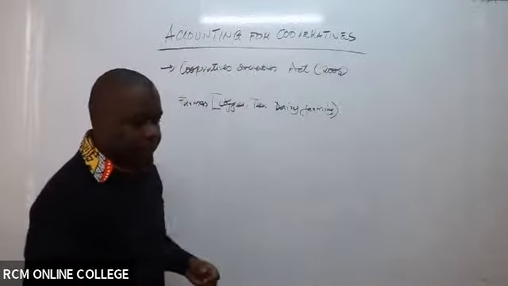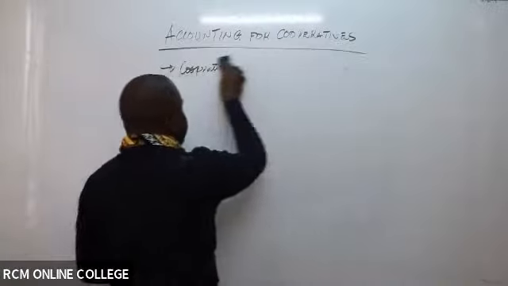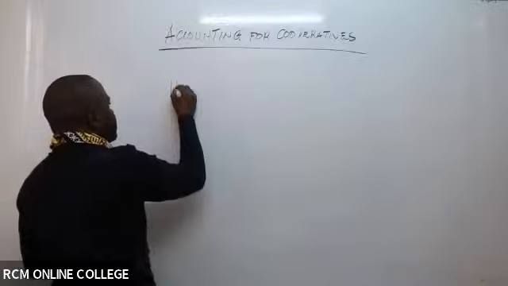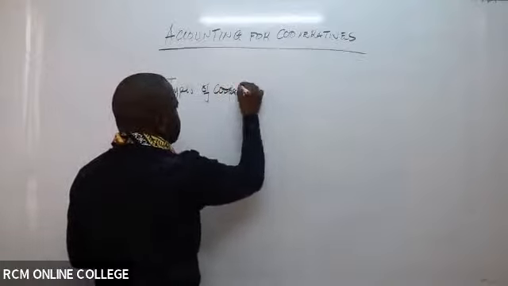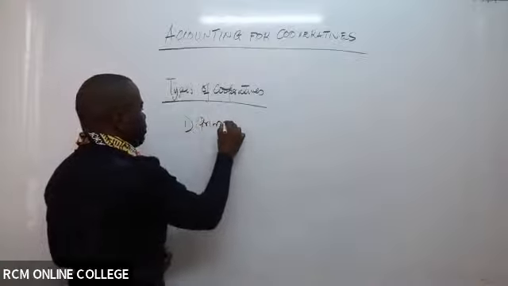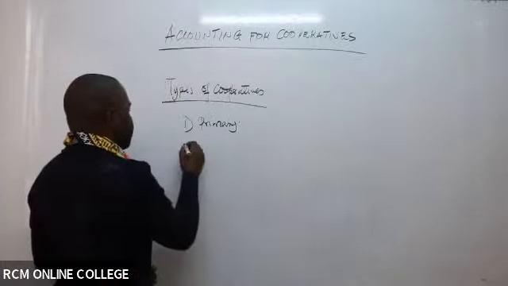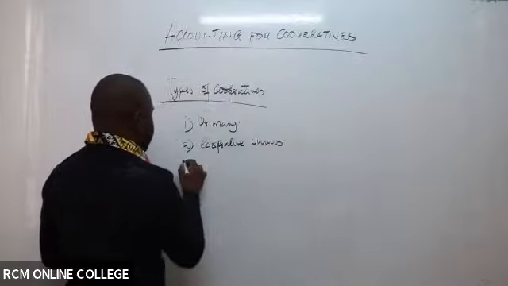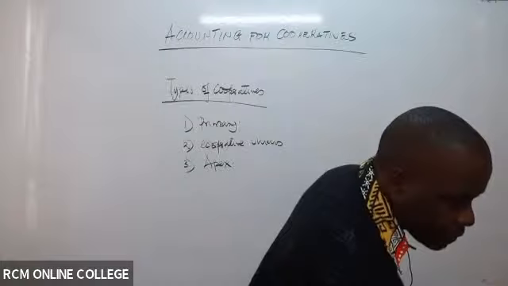Before we look at the accounts to be maintained, we have different types of cooperatives that can be formed. Some of the major types of cooperative societies that can be formed are primary societies, cooperative unions, and another type we call apex cooperative societies.